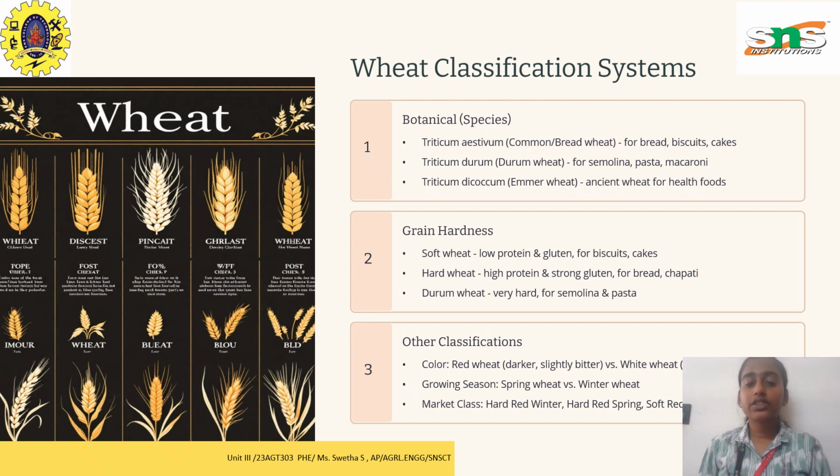And grain hardness like soft wheat, hard wheat and durum wheat. Soft wheat has a low protein, and gluten is the most important protein found in wheat. It is used in biscuits and cakes, and hard wheat is used in bread and chapati. Durum wheat is used in semolina and pasta. Other classifications are color, growing season and market class, like red wheat, white wheat, spring wheat and winter wheat. The hard spring wheat and red winter wheats are available.